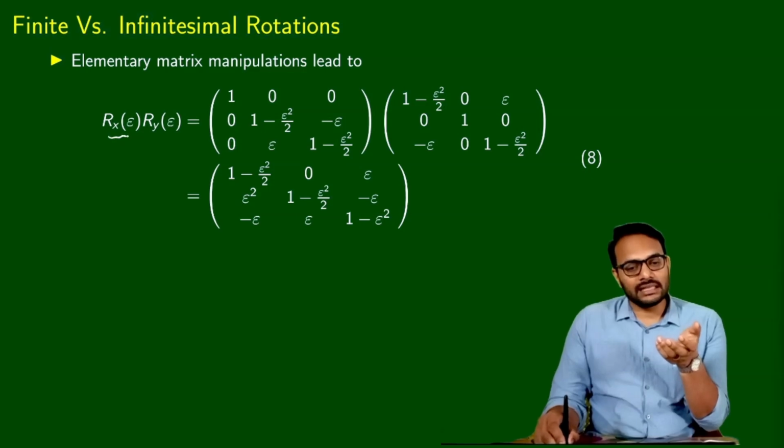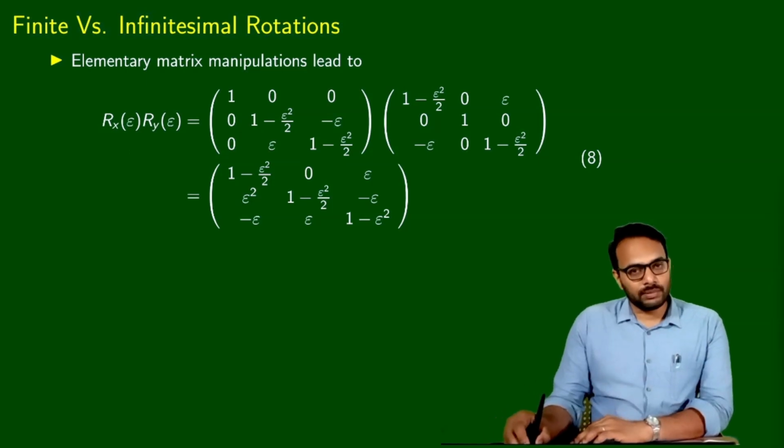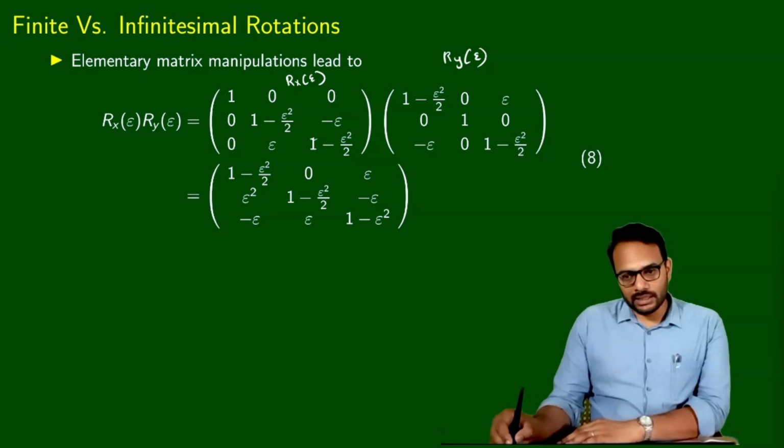So let's first find Rx of epsilon multiplied by Ry of epsilon. What does this mean? This is an infinitesimal rotation about the y-axis followed by an infinitesimal rotation about x-axis. Both rotations are by an infinitesimal angle epsilon. So we just have to multiply the matrices. We have Rx of epsilon here and Ry of epsilon here. You know how to multiply a matrix, right? So you can multiply these two matrices to get another square matrix.